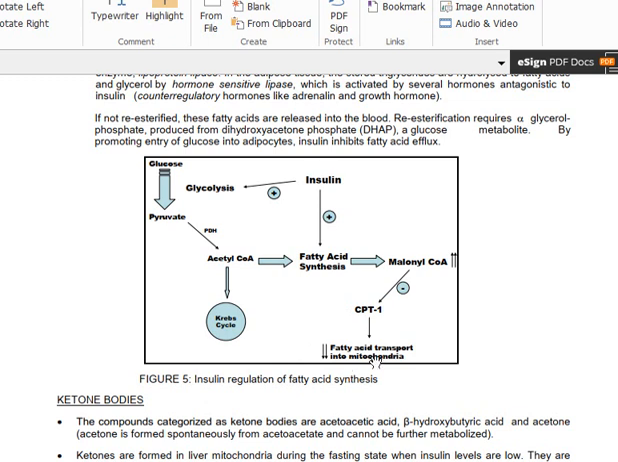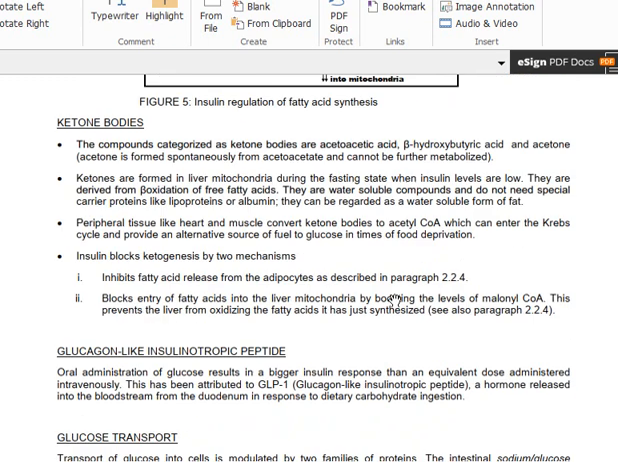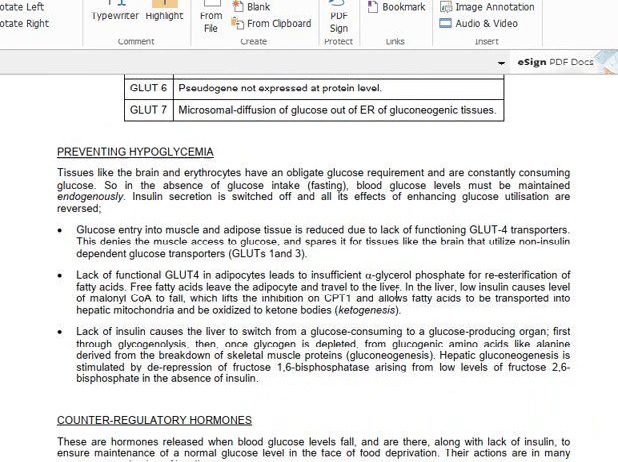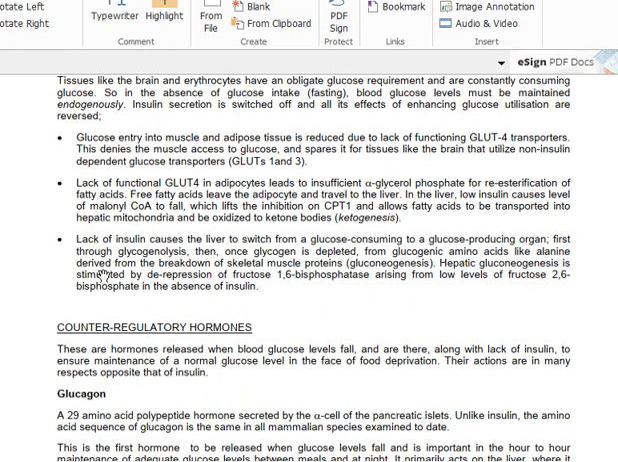Is it clear? Now, if it's reduced, like in a case where you have low insulin in the body, is it clear? So when you have lack of insulin, you are going to have low malonyl CoA. So ketone bodies, ketogenesis is going to occur. The next is lack of insulin is also going to cause the liver to switch from a glucose consuming to a glucose producing organ. Is it clear?